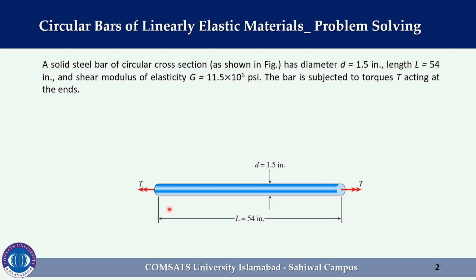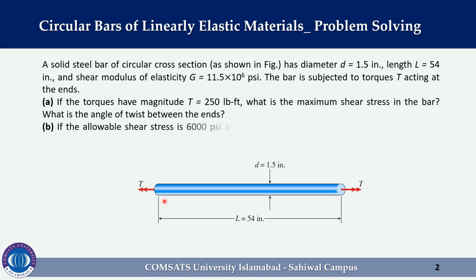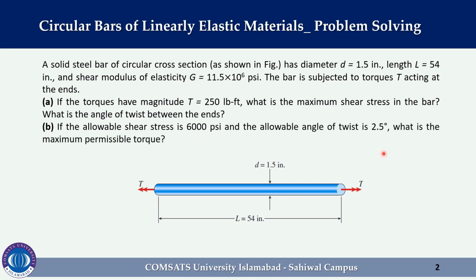In part A, it is given that the torque has magnitude 250 pound-feet. We have to find the maximum shear stress in the bar and the angle of twist between the ends. In part B, it is given that the allowable shear stress is 6000 psi and the allowable angle of twist is 2.5 degrees. In part B, we have to find the maximum permissible torque.